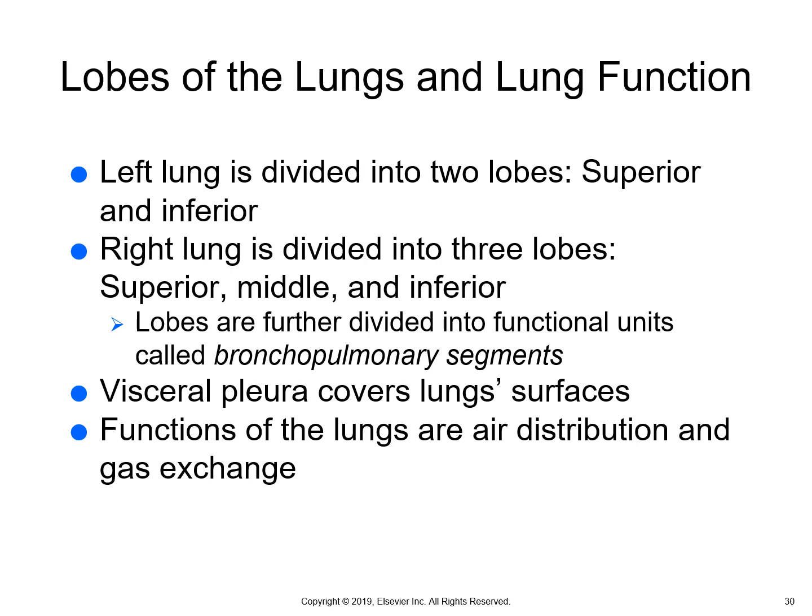So key takeaways: the left lung has two lobes while the right lung has three. The bronchopulmonary segments allow for airflow distribution, and the visceral pleura covers the lungs and helps reduce friction during breathing. Last but not least, the lung's primary function is air distribution and also gas exchange.